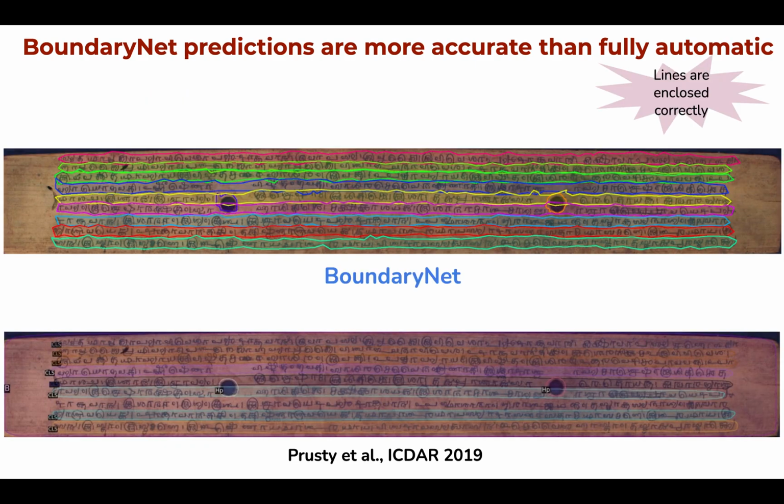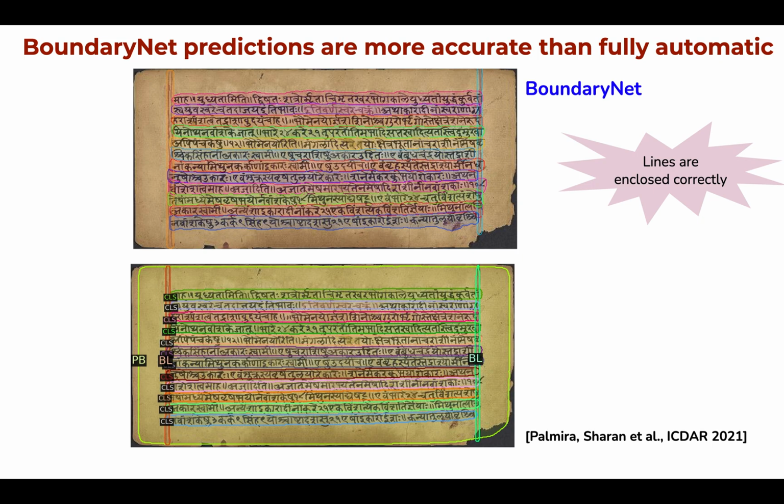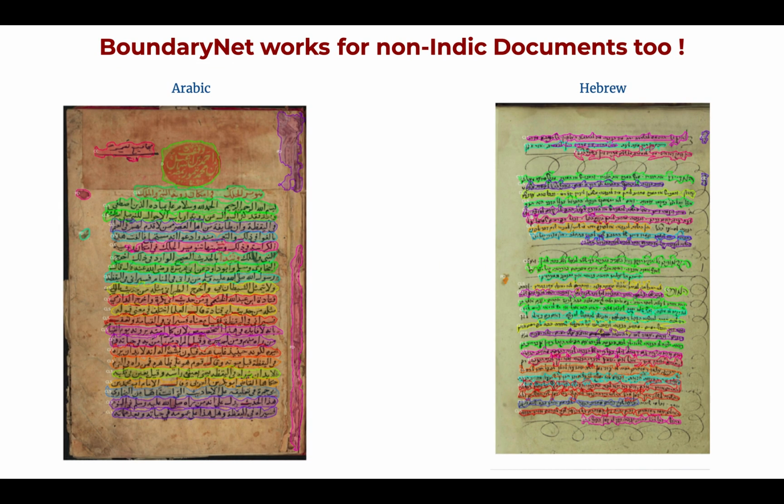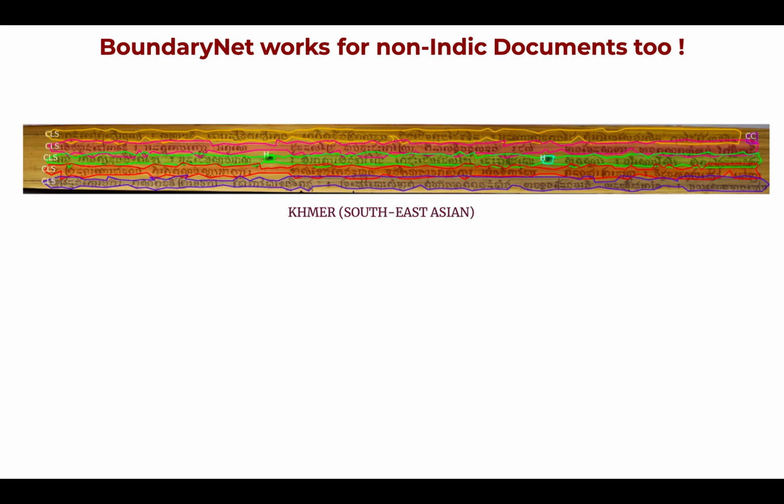An example comparing BoundaryNet with a fully automatic instance segmentation method. A comparison with Palmyra, a state-of-the-art fully automatic deep deformable network for document layout instance segmentation. BoundaryNet works for non-Indic documents too. Here are outputs on Arabic and Hebrew historical manuscripts. And on a Southeast Asian palm leaf manuscript.